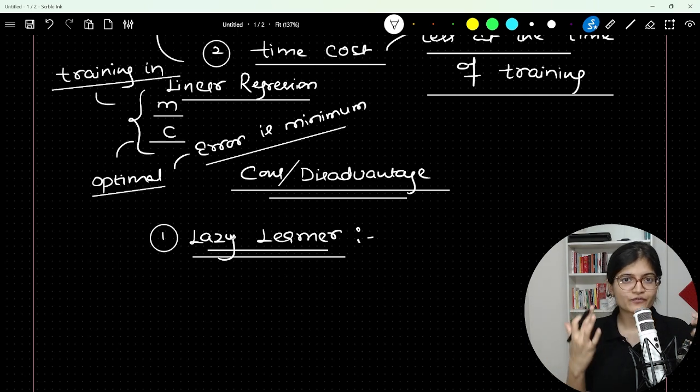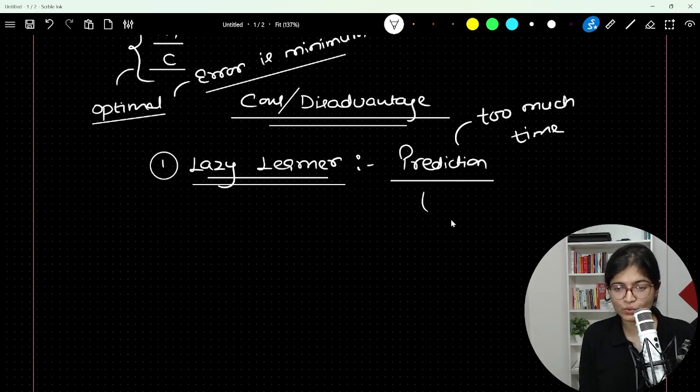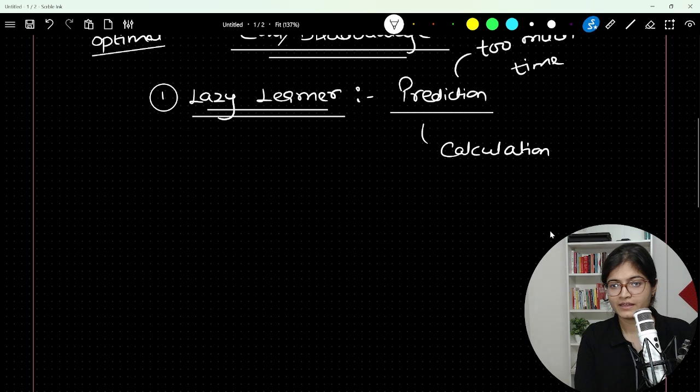We don't have any specific parameters which we can train at the time of model training, and at the time of testing use those parameter values to test the outcome. That's why it is called a lazy learner, because at the time of prediction, it will take too much time. Why is that so? Because at the time of prediction only, all the calculations start.